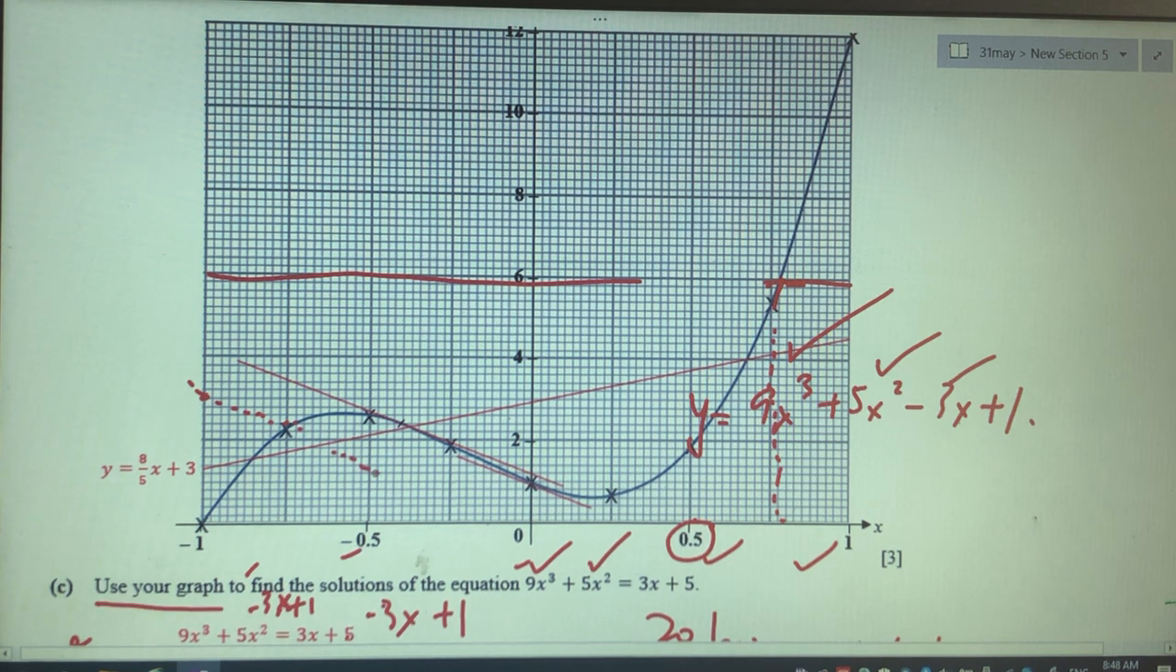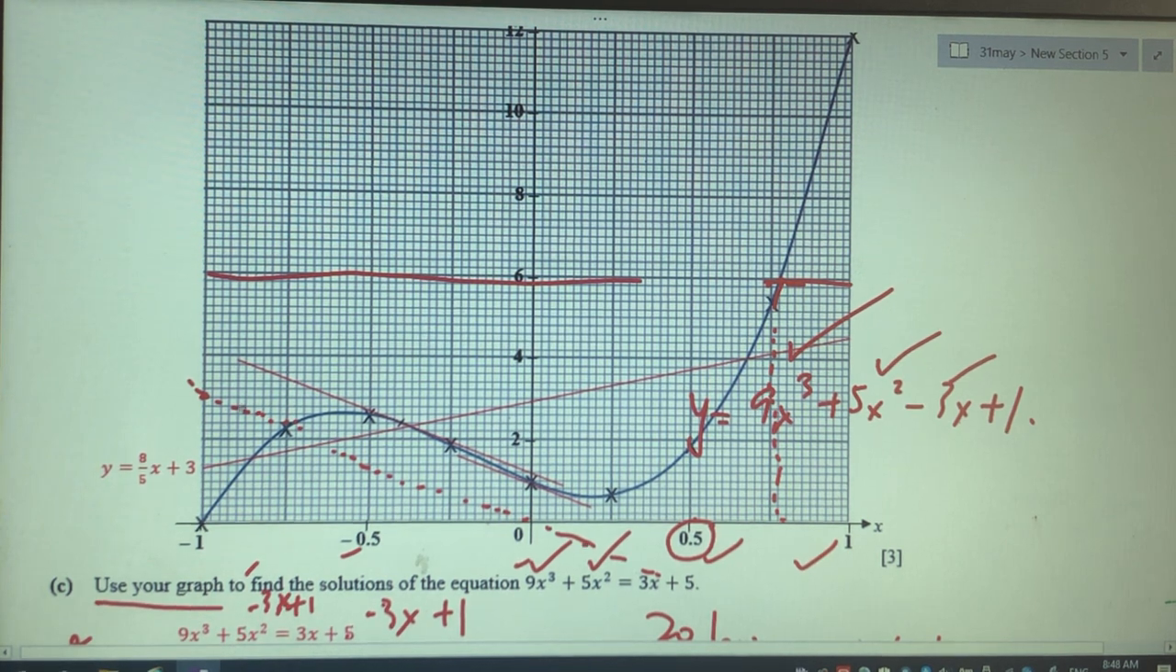Oh dear, you do better on paper. Can you see that this is my guiding line? But this is not my answer, okay? This is my starting line. Then what do I do?